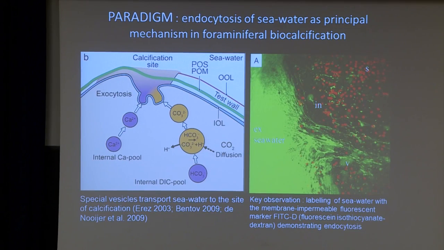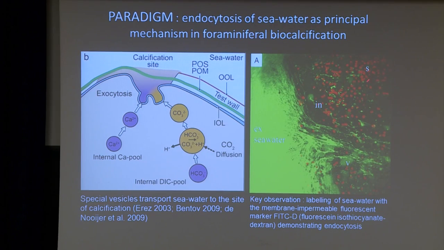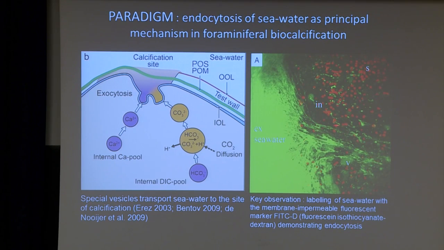Here you can see a very spectacular image. This is the cell of Amphistegina. The red are algal symbionts. So this is the internal cell. This is the labeled seawater. And you see the cell membrane invagination trap the seawater. This invagination forms special vesicles inside the cell.